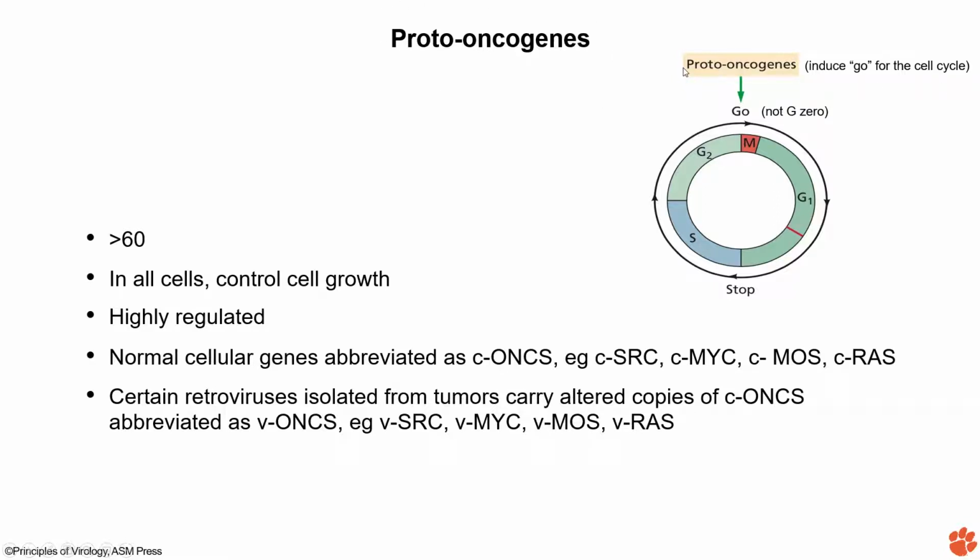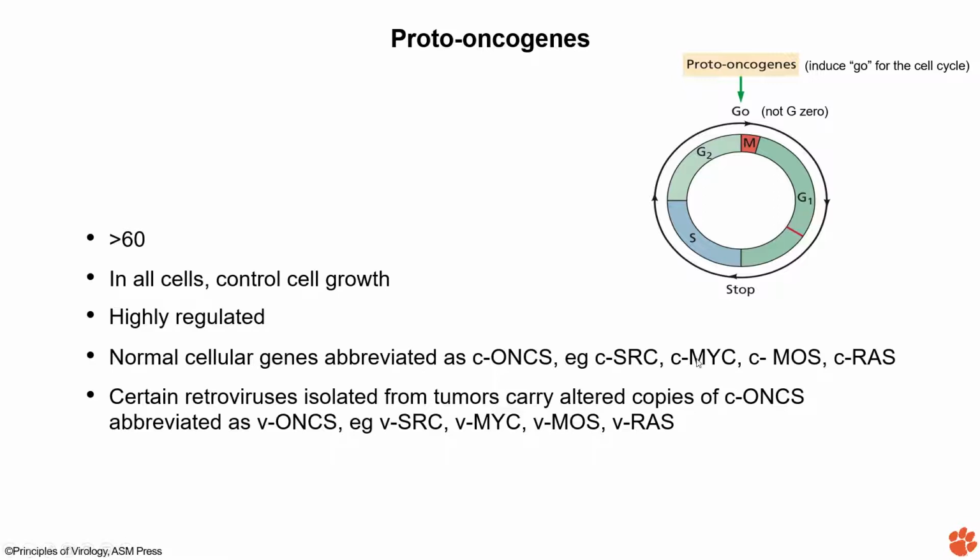There is no gene in the cell that is there for causing cancer. But what we mean by the proto-oncogenes is that these are all cell cycle control genes, basically. There are more than 60, extremely highly regulated. The cellular genes are abbreviated as c-onc, this is your generic name, but SRC, MYC, MOS, RAS, these are the specific oncogenes, or proto-oncogenes.